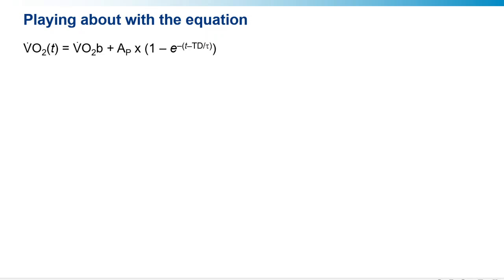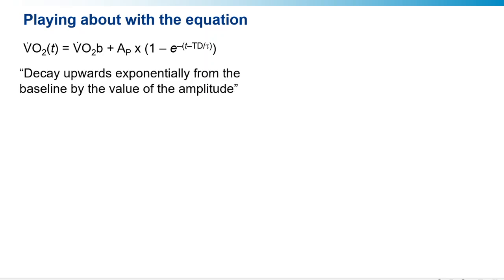So that's the original equation that you've just seen. And what this equation really says is when you fit the data, please decay upwards exponentially from the baseline by the value of the amplitude. That's what that equation tells the curve to do. You can change some of these things. So let's say we change the equation to this.